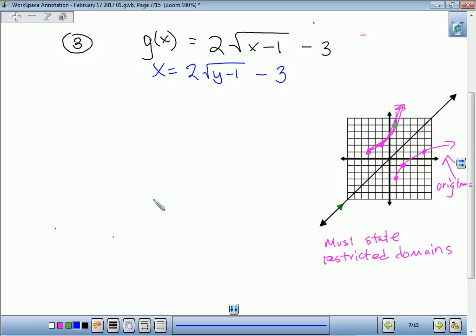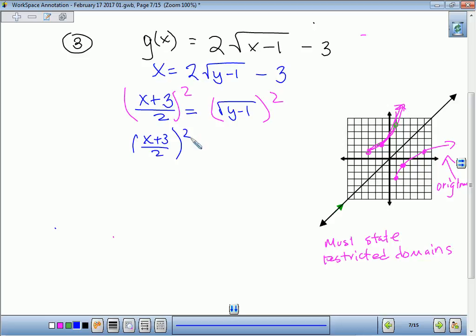What goes first? Add 3. And then what do we do? Divide by 2. Now we're left with just the radical part. And now we square it. Whatever you do to one side of an equation you must do to the other. So this is x plus 3 over 2, squared.